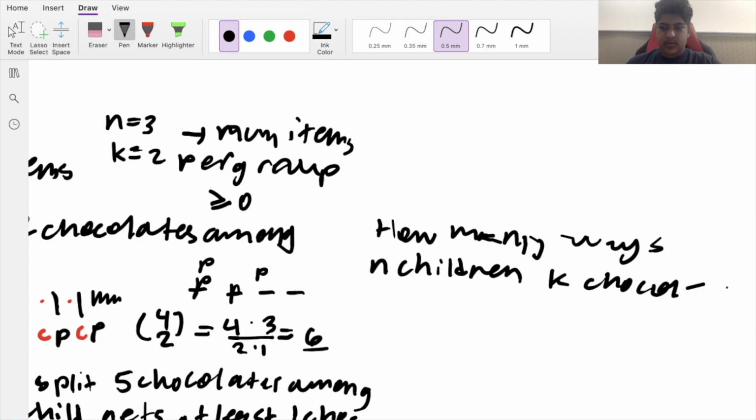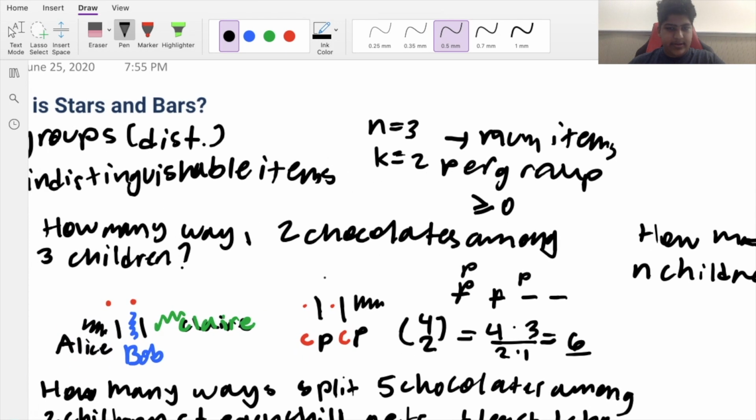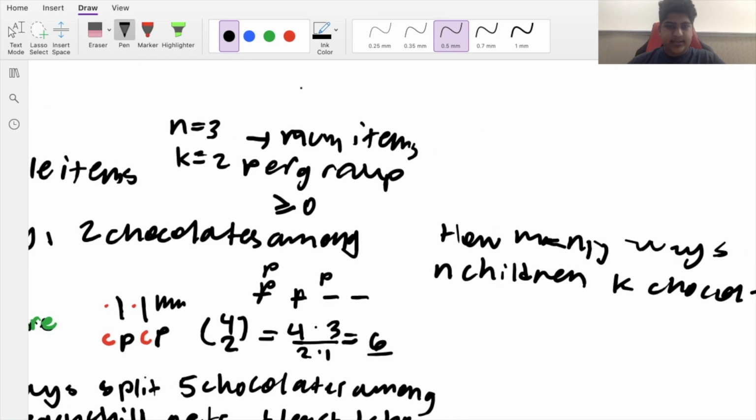Well, let's try to replicate what we saw over here. Now here we saw that the number of partitions is equal to the number of children minus 1. So in this case, we have n children, but then we subtract 1 to get n minus 1 partitions. Now, how many chocolates are there? Well, that's already given. We have k chocolates.